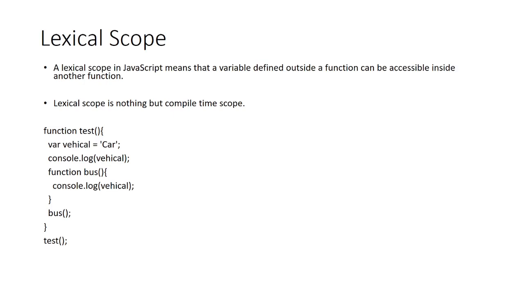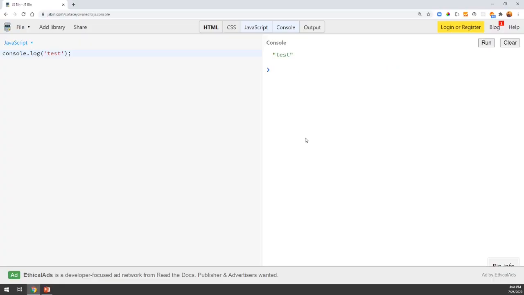So let's try to execute this code, which explains what is a lexical scope, on JSBin. Here I am using JSBin, which is a JavaScript editor that will allow us to run our JavaScript. So let me copy that code and we'll try to execute it here to see how we can access variables in lexical scope.